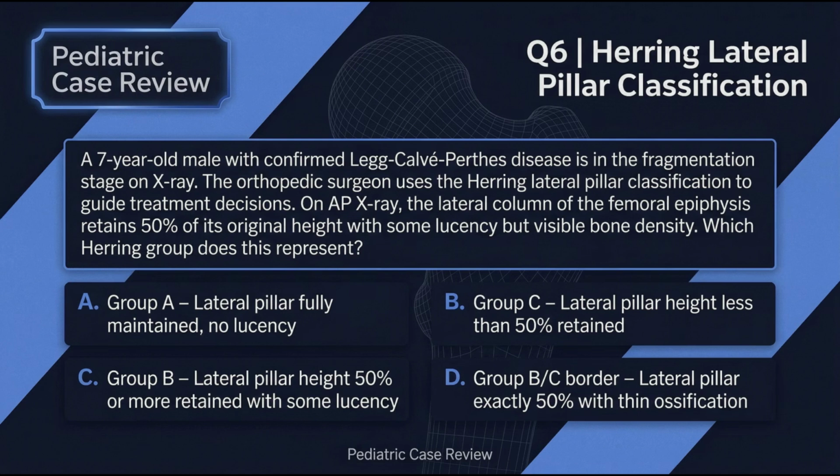On anteroposterior X-ray, the lateral column of the femoral epiphysis retains 50% of its original height with some lucency, but visible bone density. Which Herring group does this represent?